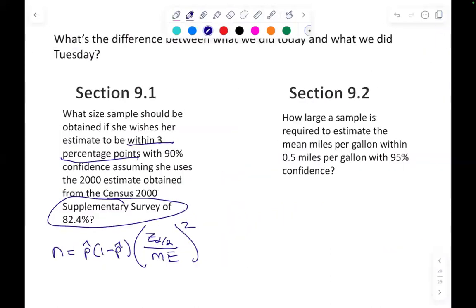Okay. So with the mean, when you're looking for a sample size, it'll say estimate the mean, and it will probably give you a standard deviation, and your margin of error is going to be in like miles or degrees or whatever. It's going to actually have units rather than percentage points. And then you'll use the formula. That's really ugly z sub alpha divided by 2. Hopefully you guys are okay with that. Then you use that formula.